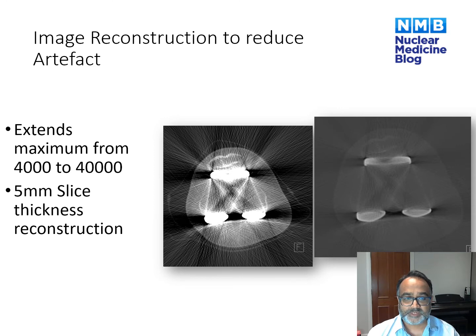We also increase the slice thickness in the reconstructions to 5 millimeters when we're displaying. That also reduces the noise and makes it easier to reduce some of the artifact from the metalwork.